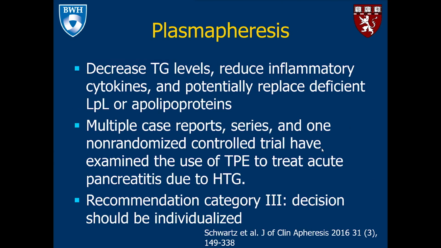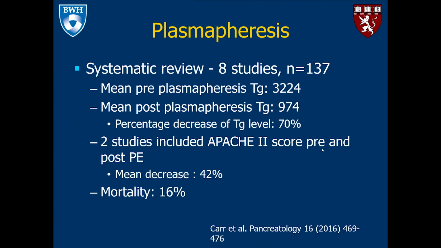Plasmapheresis can be considered. It will help decrease the triglyceride level, reduce inflammatory cytokines, and potentially replace deficient lipoprotein lipase or apolipoproteins that can be deficient. There are multiple case reports, case series, and one non-randomized controlled trial that have examined its use to treat acute pancreatitis due to hypertriglyceridemia. And overall, the recommendation is that it's a category 3, which means the decision should be individualized.